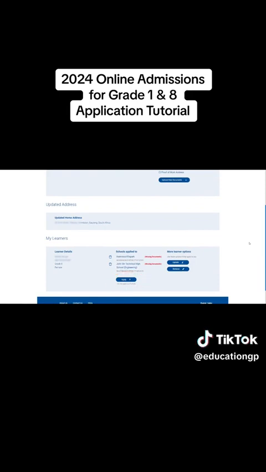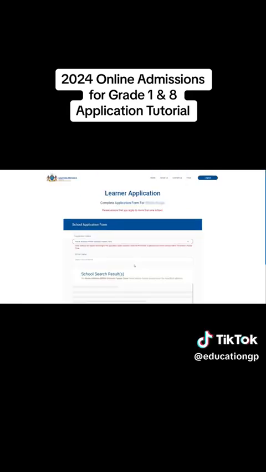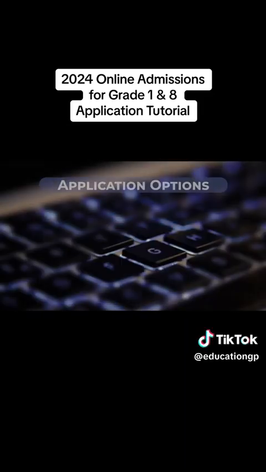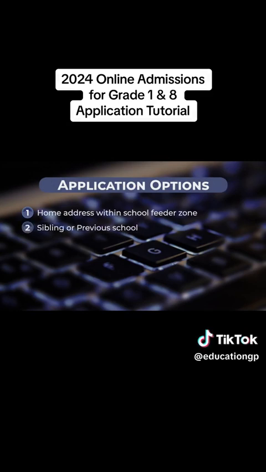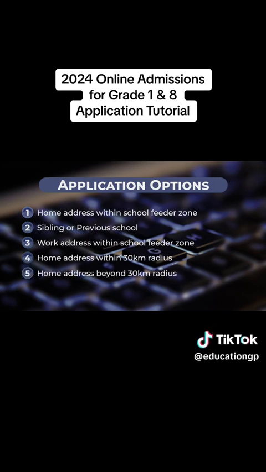When applying to a school, it is important to remember that the following criteria are taken into account and are shown here in order of priority. Number 1, home address within school feeder zone. Number 2, sibling or previous school. Number 3, work address within the school feeder zone. Number 4, home address within a 30-kilometer radius. Number 5, home address beyond a 30-kilometer radius. Number 6, schools of specialization.